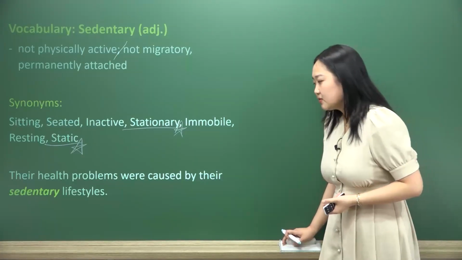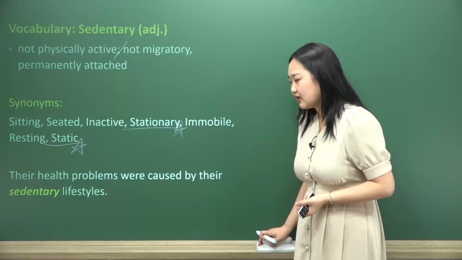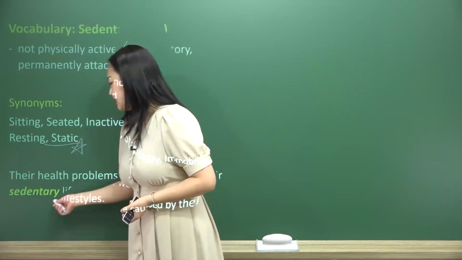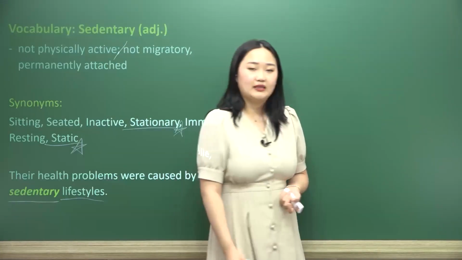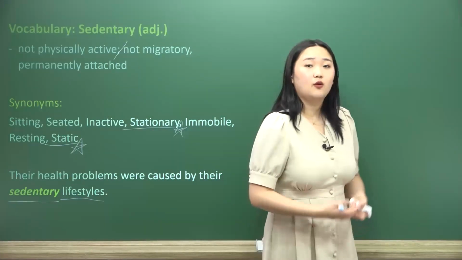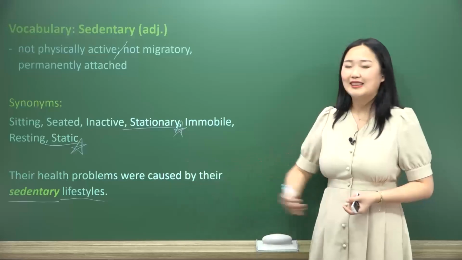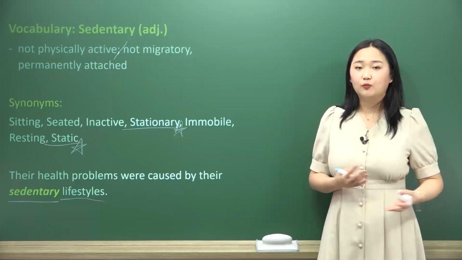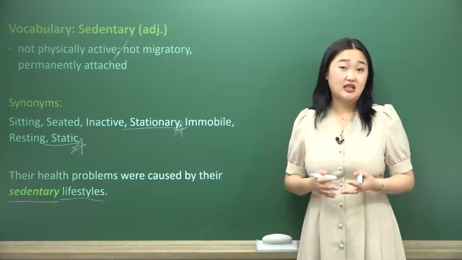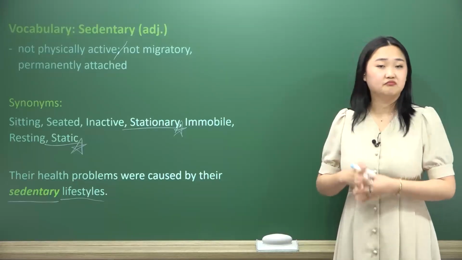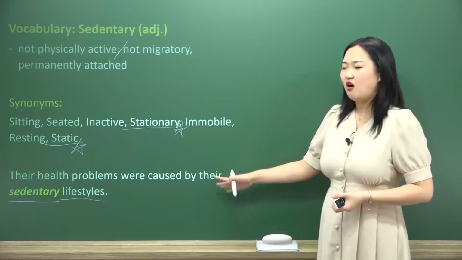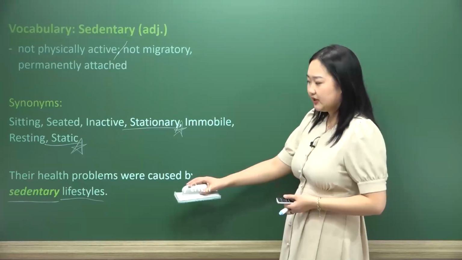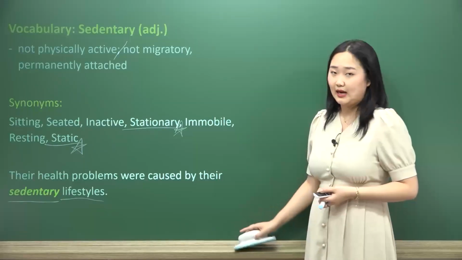Their health problems were caused by their sedentary lifestyles. So health problems caused by sedentary lifestyles here. What might this mean? They're probably sick, or they might be feeling ill because they don't move around a lot. They don't exercise. They don't go for walks. They don't move around the house either. They just lay or sit in the exact same position all day, every day, and that's what's causing their health problems. They're not getting enough exercise. And so sedentary here is meaning not physically active.